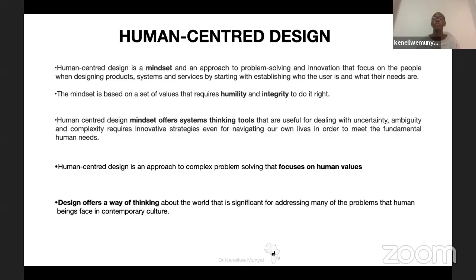The mindset also offers systems thinking tools to help, because when you are trying to solve a problem, there's a lot of information that is being generated as well. So it gives you the tools and ways of navigating and managing the complexity. So it is an approach to problem solving that focuses on human values. And of course, like I said, design offers a way of thinking about the world that is significant to addressing some of the problems that we face.